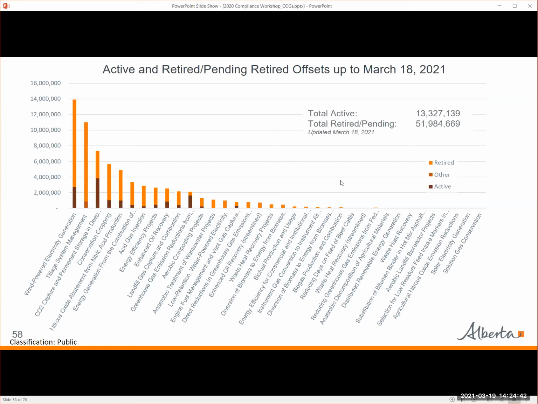So yeah, just wanted to give everyone a sense of the activity that's been part of the offset system. So this is just a figure of all of the offsets that have been generated by protocol type and by the status of the offset at the moment. Like in the orange color, those are offsets that have already been used for compliance by facility. In the dark brown or burgundy color is the types of offsets that are still available. So you can see from wind and from the carbon capture, CO2 capture and permanent storage in deep saline aquifers, those are some of the largest constituents of our offsets that are still active at the moment. So in total, there are just over 13 megatons available at the moment, as well. And 30 or 52 megatons have been used to date for compliance. So next slide, please.